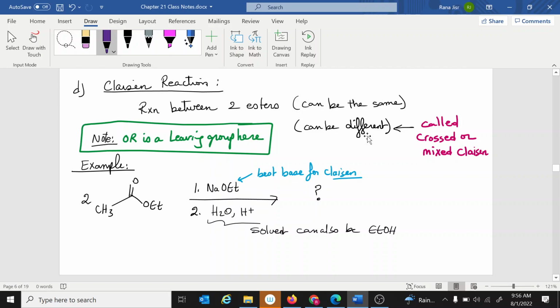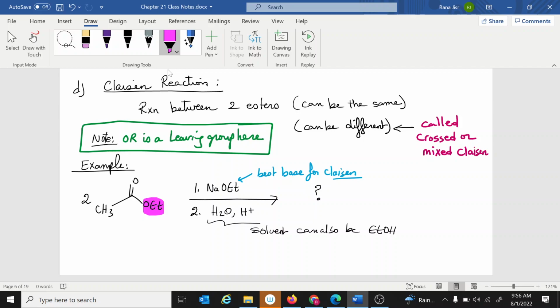The only difference here, there's one difference. And the difference here is that one of the ORs of the ester leaves. So OR is a leaving group in this case. Although it's not a very good leaving group, it is a leaving group in these types of reactions. So one of the ORs, not both, of one of the esters is going to leave. This is the difference between aldol and Claisen condensation.